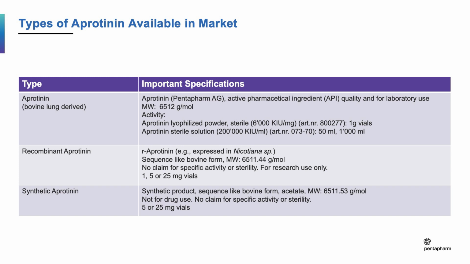3 types of aprotinin are currently available, which are bovine lung-derived, recombinant, and synthetic aprotinin. Pentapharm's bovine lung-derived product is available as an active pharmaceutical ingredient, but it also has applications in laboratory use. Recombinant and synthetic aprotinin are sequenced like the bovine form, but are not available as active pharmaceutical ingredients.